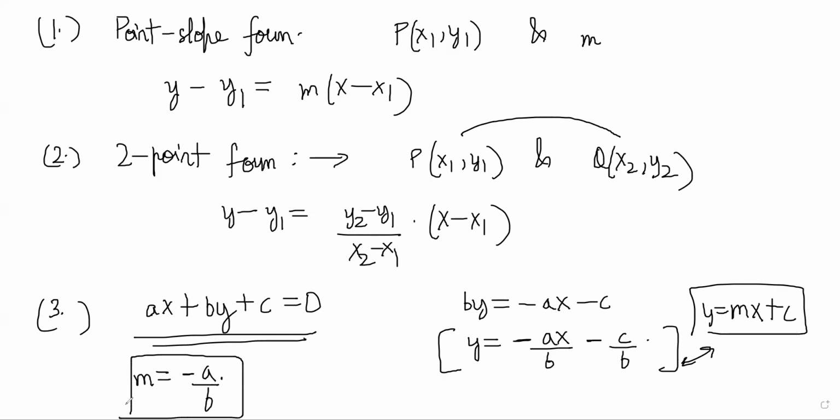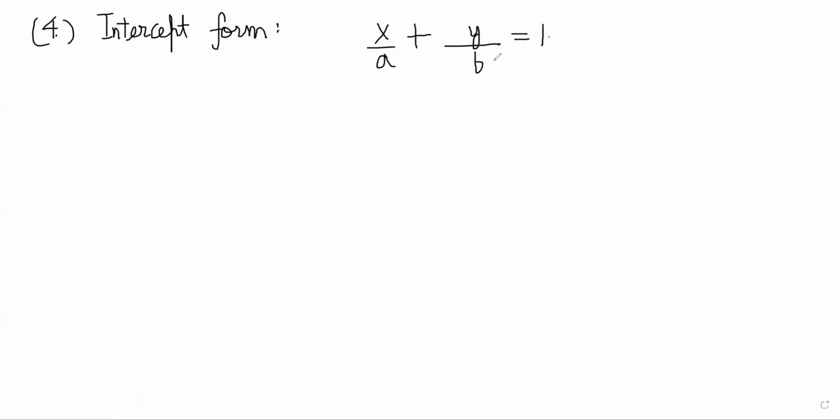That is something that you'll be needing a lot. Whenever you have a linear equation in this form, the slope of the line equation is simply minus a by b. Then the next form is known as the intercept form. Intercept form of the line equation. And that looks like this: x by a plus y by b equals 1.